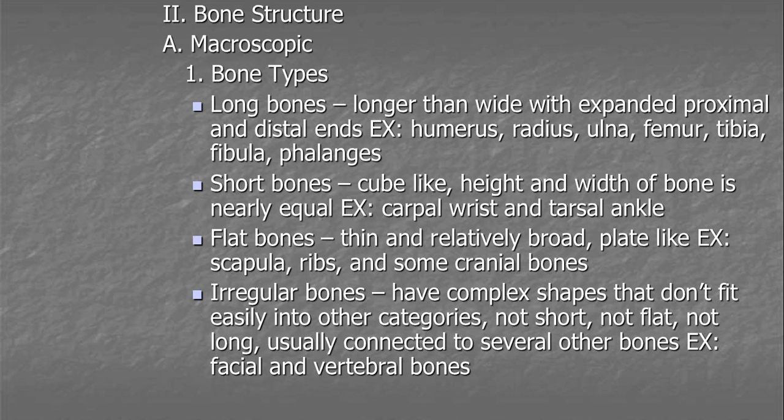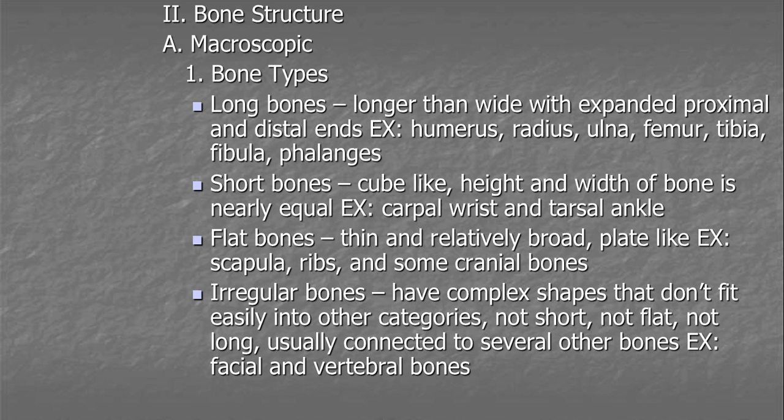Then you have your irregular bones. These things have a very complex shape to them, which means they also fit a very complex function, but they don't fit into the other categories. They're not flat, they're not short, they're not long, they're just weird looking. So usually they are connected to several other bones.